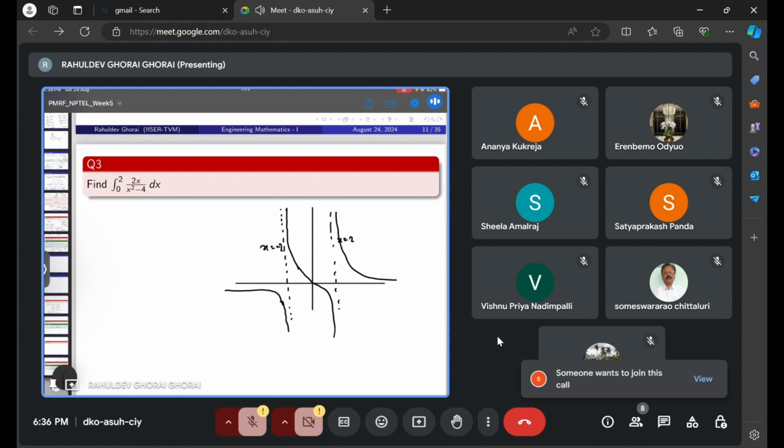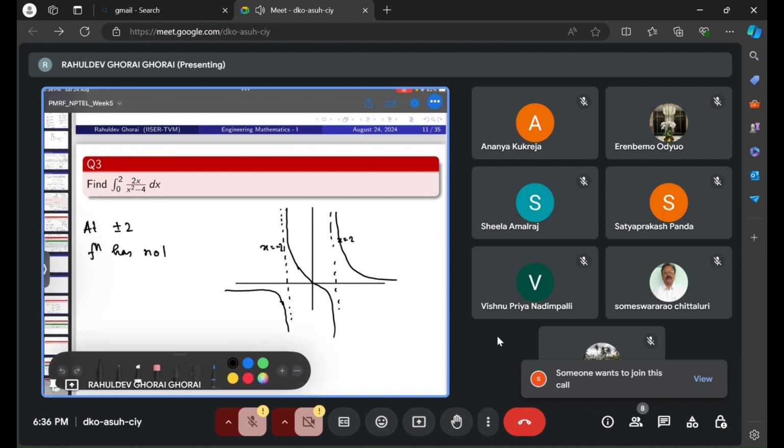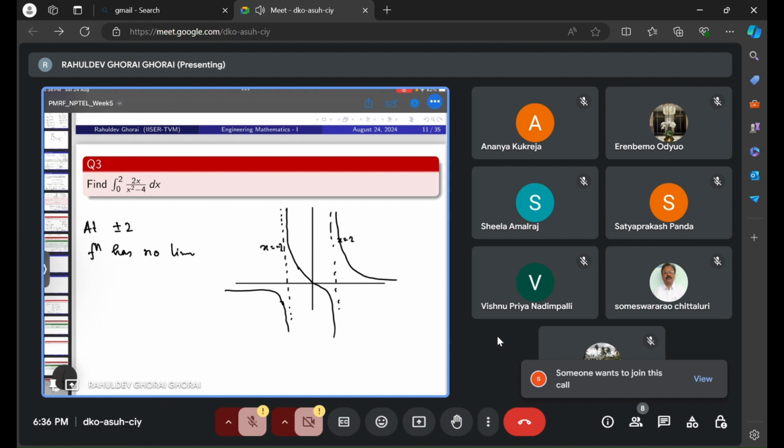Okay, so at ±2, the function has no limit, right? No limit. But -2 is not in our domain of consideration, so we'll take only 0 to 2. In this 0 to 2, the only problem will be at 2.